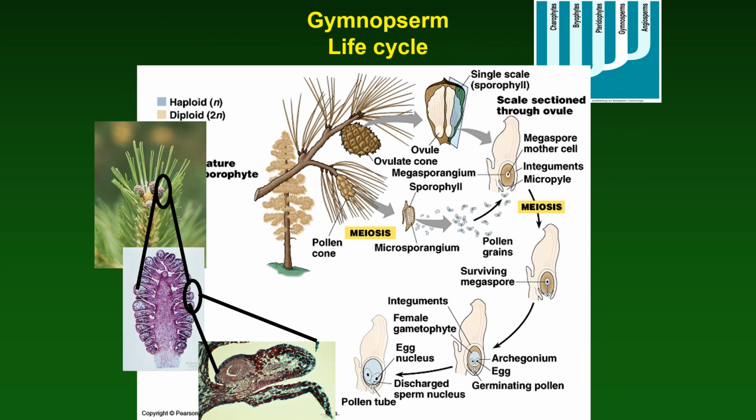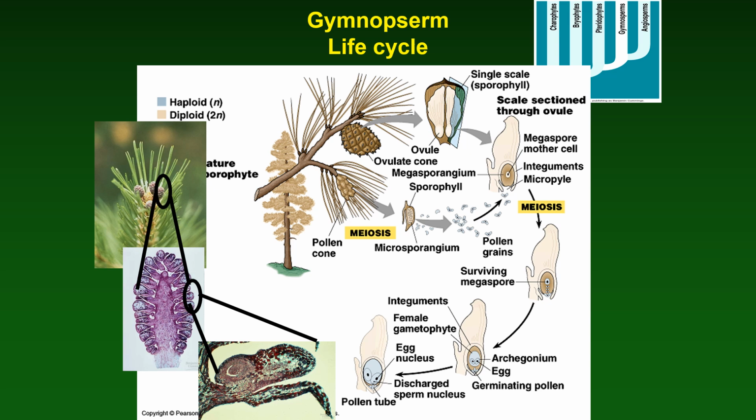Let's continue looking at the life cycle, this time focusing on the female structures. Within each ovule, we have a diploid cell that undergoes meiosis, and that will produce 4 haploid spores. Now, 3 of those spores disintegrate, but 1 survives, and it becomes a female gametophyte. Inside that female gametophyte, we have an archegonium, and we have an egg inside that archegonium.